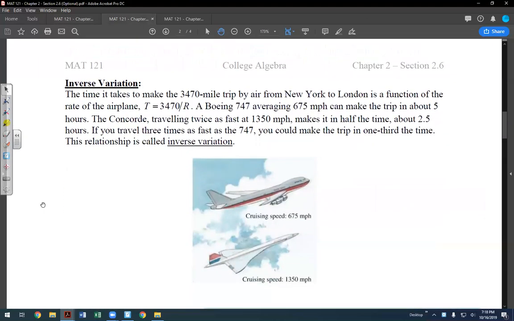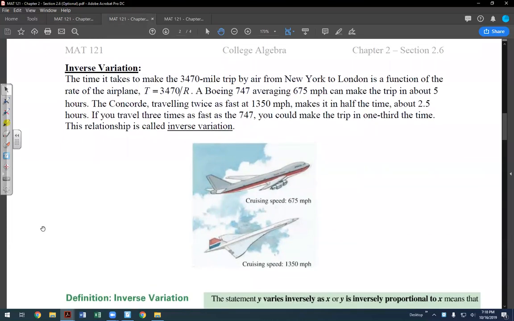Then you have inverse variation, which obviously means if one value increases, the other one should decrease, or if the first one is decreasing, the second one should increase. And I really like this example because we are talking about just a regular Boeing 747 airplane and comparing that to the Concorde, which of course they decommissioned more than 15 years ago or so.